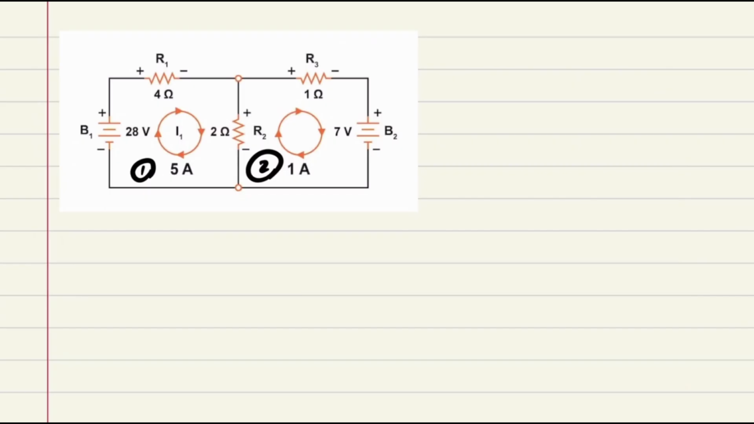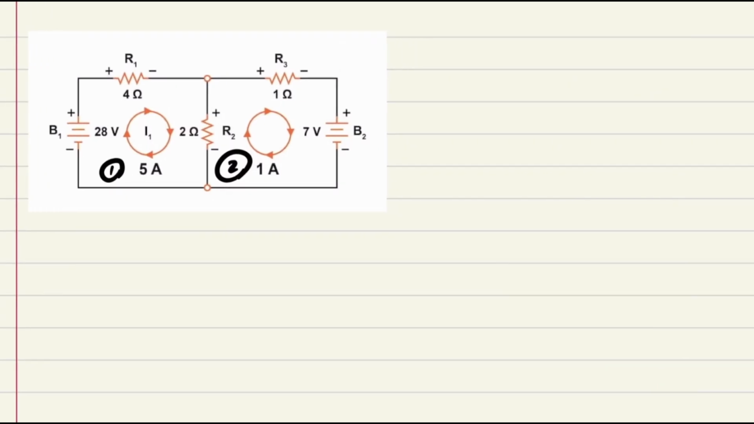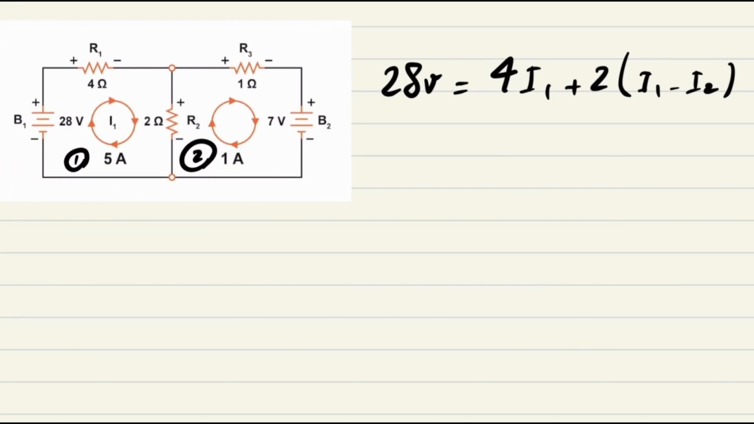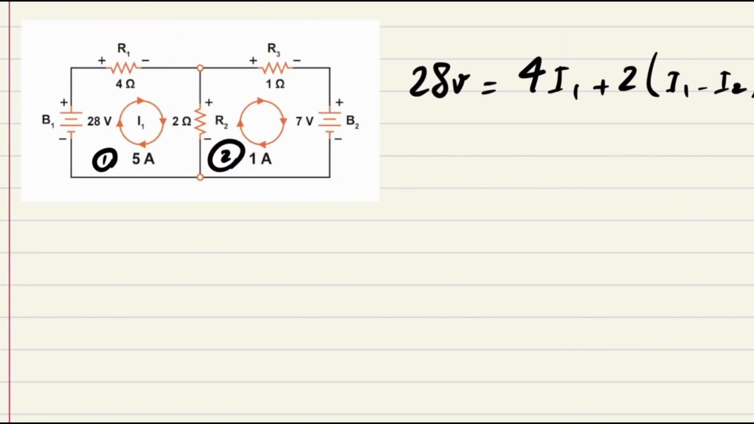So let's do it. For the first mesh, I have my 28 volts as my source, and this 28 volts is going to be equal to all of the voltage drops for the first resistor and R2. So I do it as 4 I1 plus 2 times I1 subtracted by I2. Again, this is from the first mesh perspective. Then we have the second one: 7 volts equals 1 times I2 plus 2 times I2 subtracted by I1.